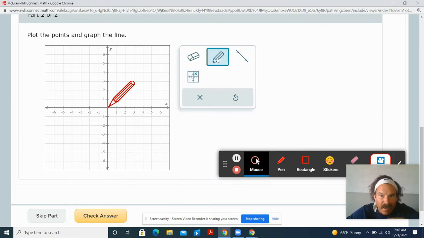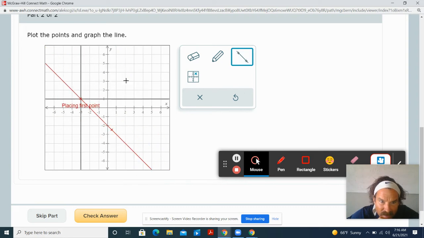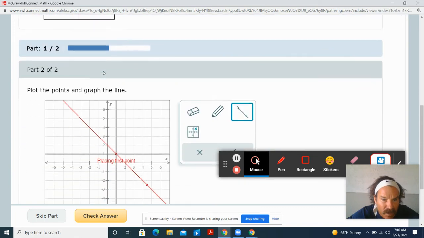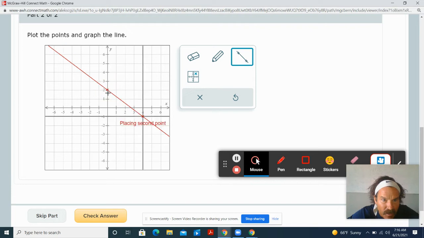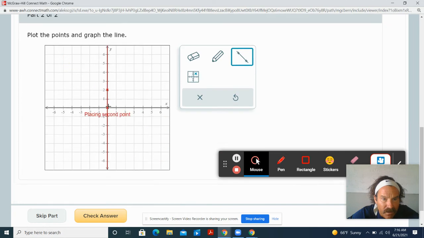I'm going to use this line. So I'm going to just plot 2 points here. I'm going to click this line tool. Notice when I click the line tool and I go around the graph, it asks you to place the first point. So the first point I'm going to place is 0, 2. 0 is the first coordinate, and then 2 is the second coordinate. So that's going to be that point there. And then the second point's 3, -3. I'm going to click that. And now I have that blue line here, and I just plotted these 2 points.